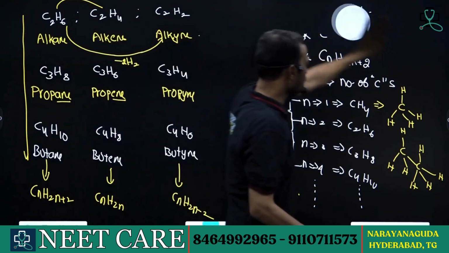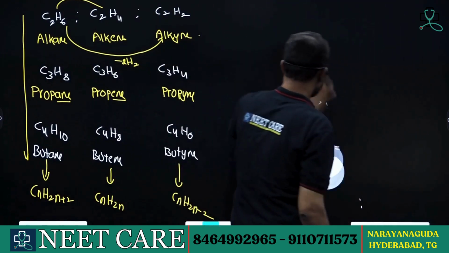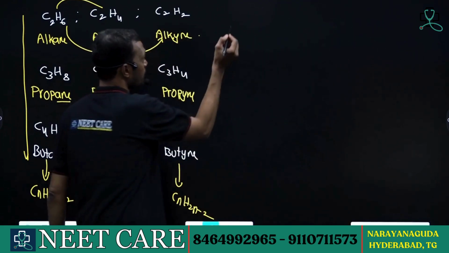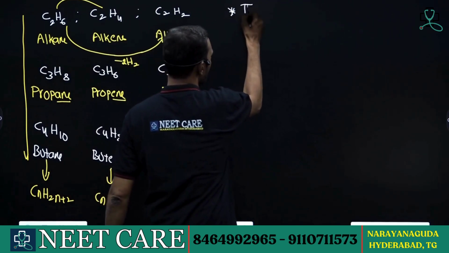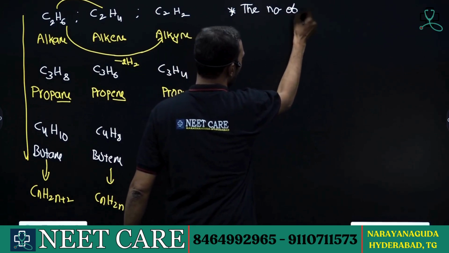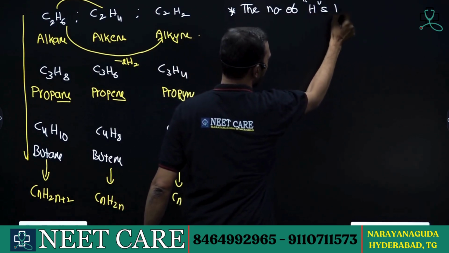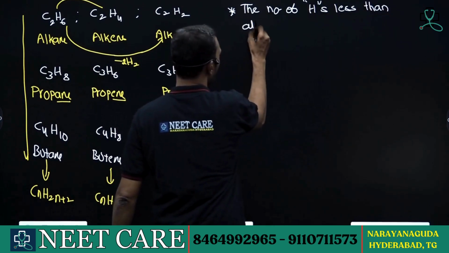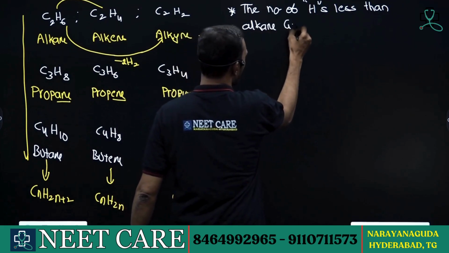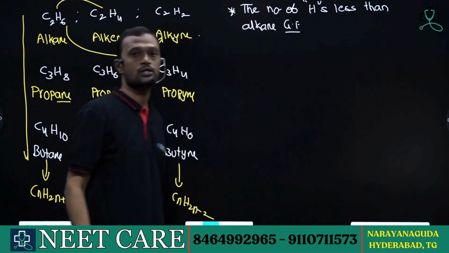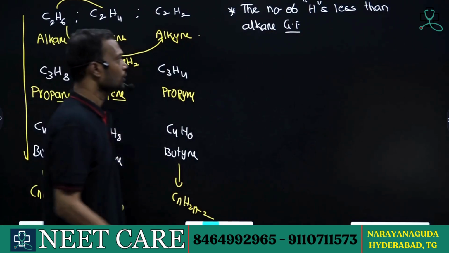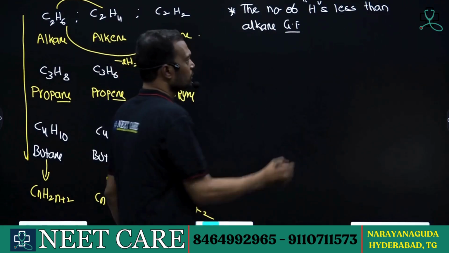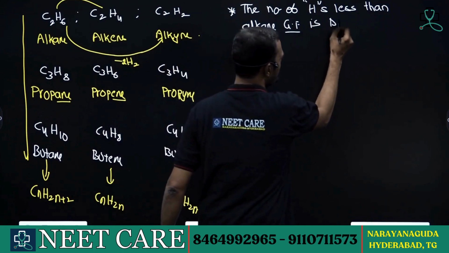Okay, so I will give an example so that you can understand clearly the degree of unsaturation and how to determine the suitable structure of a given molecule. See, here we can define it like this: the number of hydrogens less than the alkane general formula. How many hydrogens are less than the alkane general formula is called the degree of unsaturation, DU.